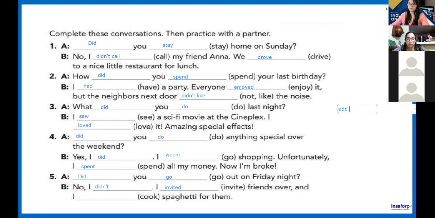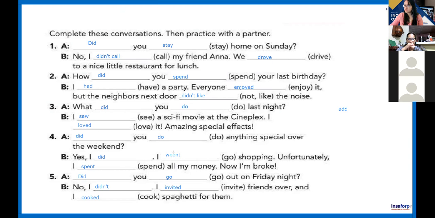And I cooked. Cooked, right. Spaghetti. I don't remember the correct pronunciation. Okay, we're going to see that. Okay, don't worry.